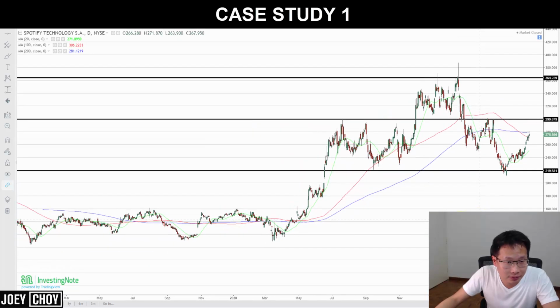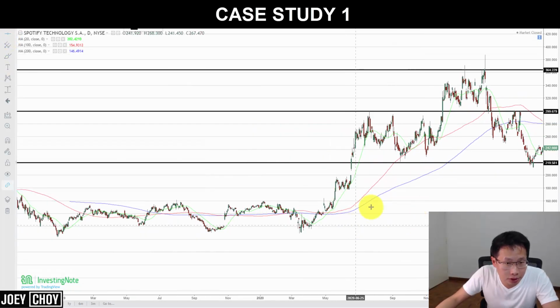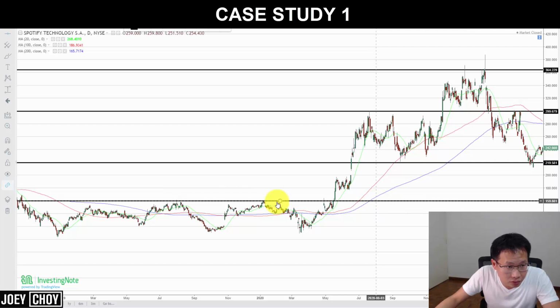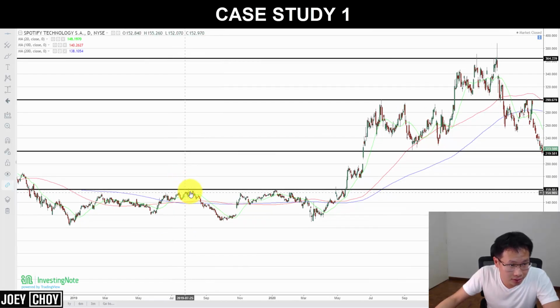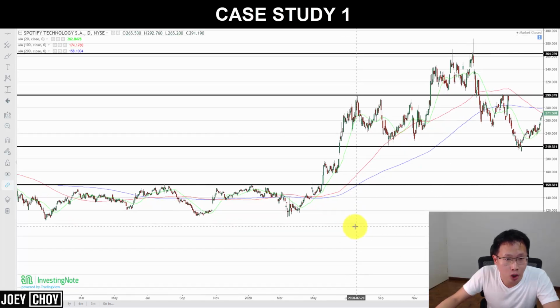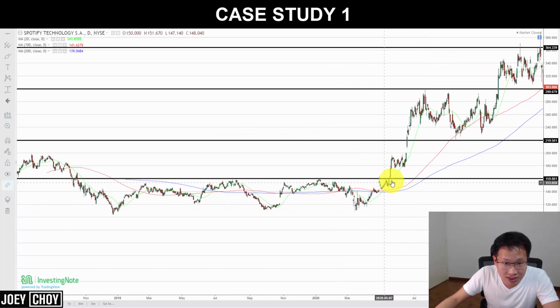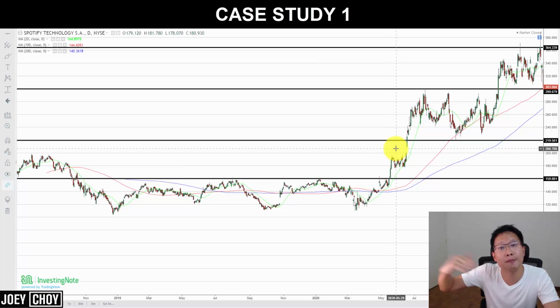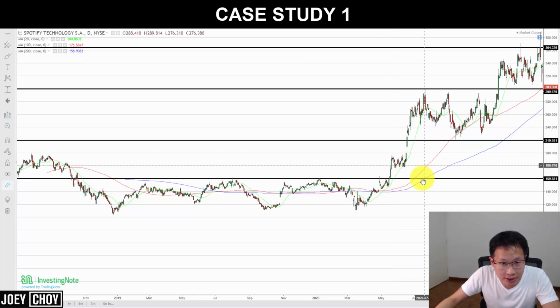All right, and let's see, maybe somewhere around here. So look at the big picture, and I think this would definitely be another resistance. Look at this, guys. We touched, came down, almost came down, and eventually we broke this resistance, and that's where the rally really started, or the uptrend really started.